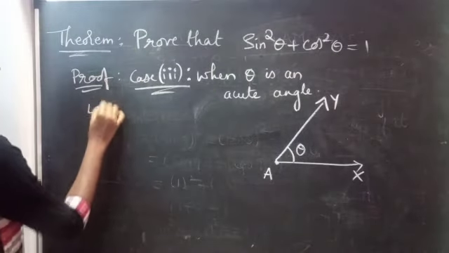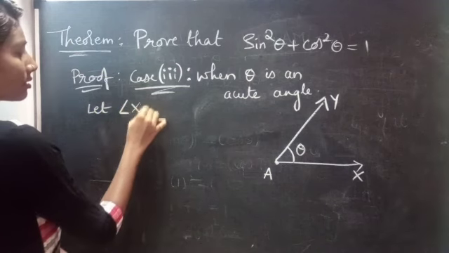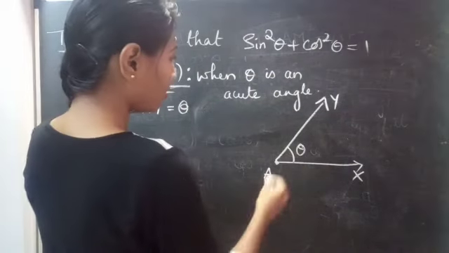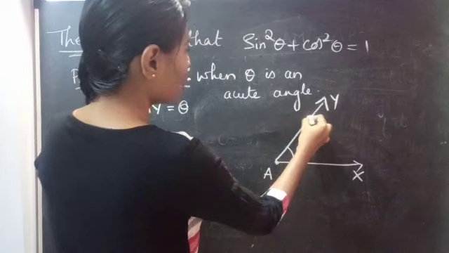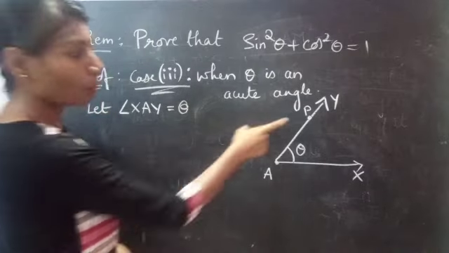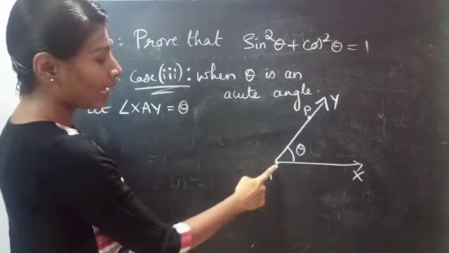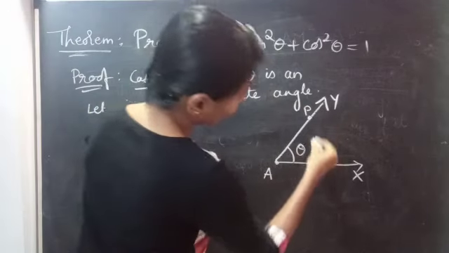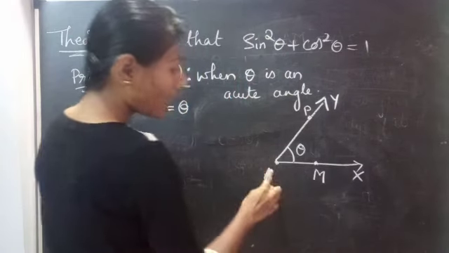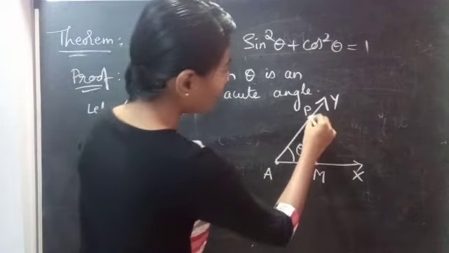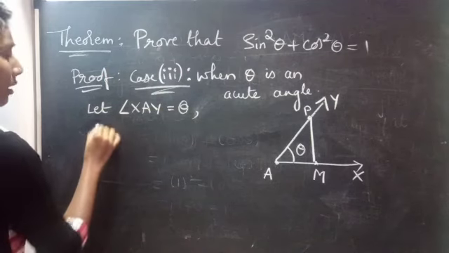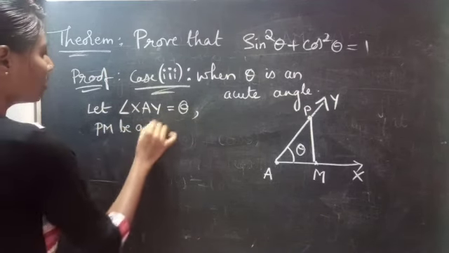Let angle XAY equal theta. Now consider a point P on ray AY other than point A. Next, consider a point M on ray AX other than point A. Now draw a perpendicular PM. Let PM be a perpendicular.